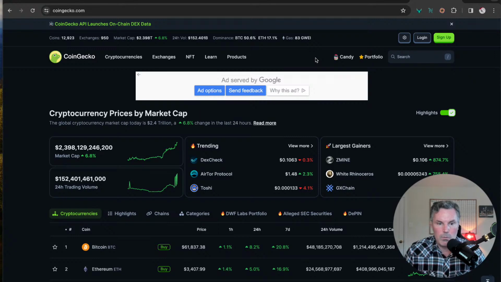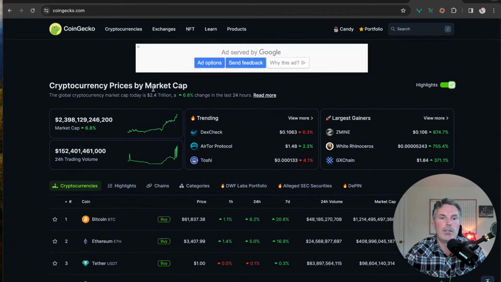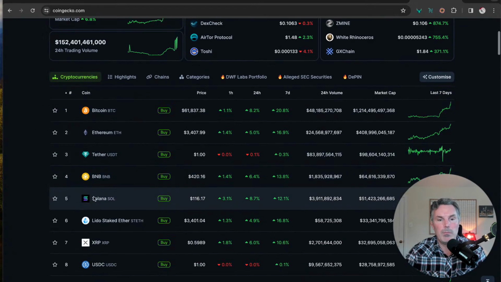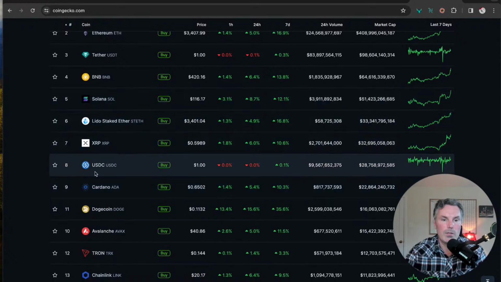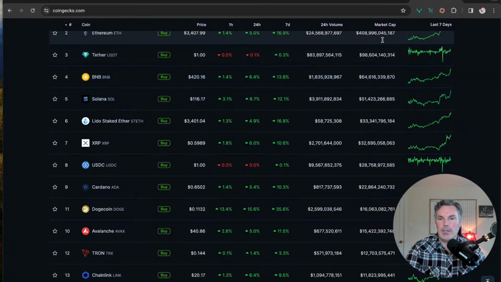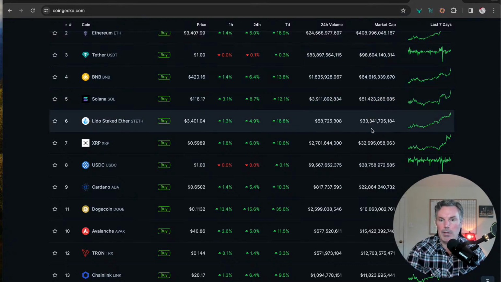Okay, now we have CoinGecko. So what is this? It's cryptocurrency prices by market cap. So then you have Bitcoin, Ethereum, right? Tether, BNB, Solana, Lido, XRP, Cardano. And over here, what you're going to see is the word market cap. Okay.